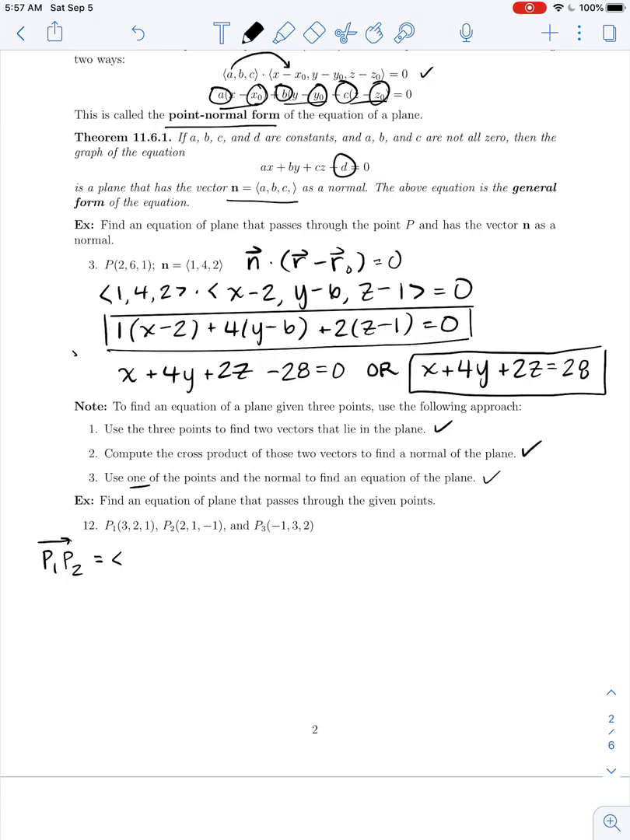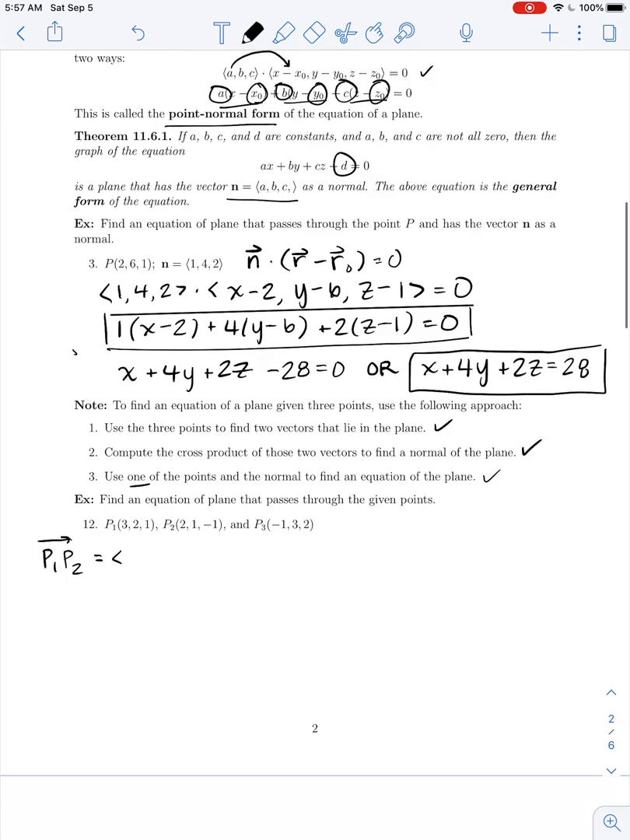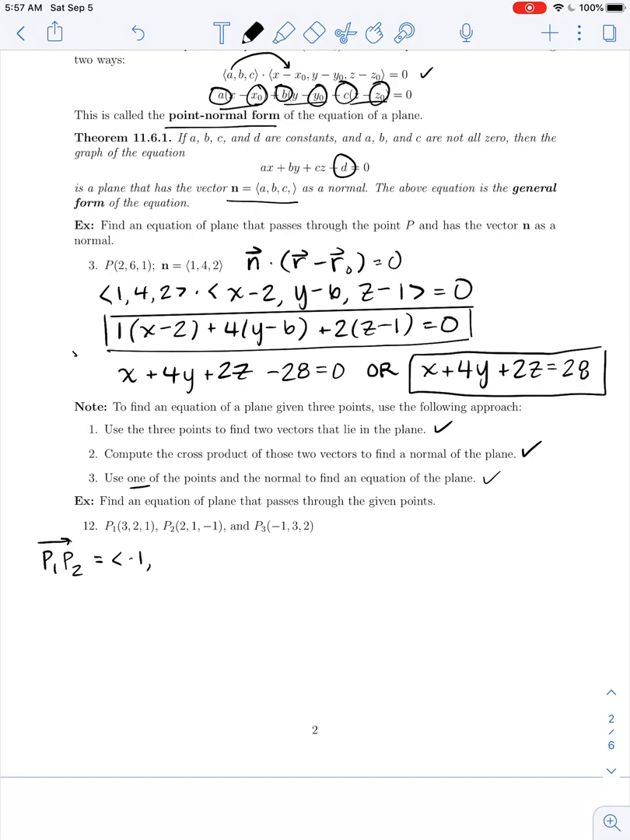So I'm going to take the components of P2 minus the components of P1. So I get 2 minus 3 is negative 1, 1 minus 2 is negative 1, and negative 1 minus 1 is negative 2. And then find any other vector that lies in this plane. I'm going to find vector P1P3, but you could have just as well, for example, found P2P3. So P1P3 is negative 1 minus 3 for a negative 4, 3 minus 2 is 1, 2 minus 1 is 1. So we have these 2 vectors.